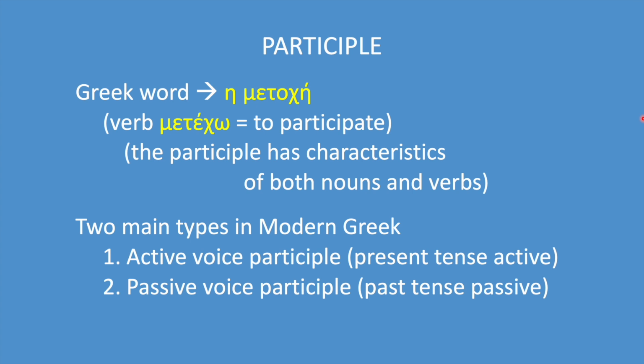Today we are going to talk about the participle in Greek. The Greek word is μετοχή, which comes from the verb μετέχω, to participate. The participle participates in nouns and verbs. What that means is that it has characteristics both of the nouns, gender, case, number, and of the verbs, tense, voice. There are two main types in modern Greek. The active voice participle, which is the present tense active participle, and the passive voice participle, which is the past tense, or to be more exact, the present perfect tense passive participle.